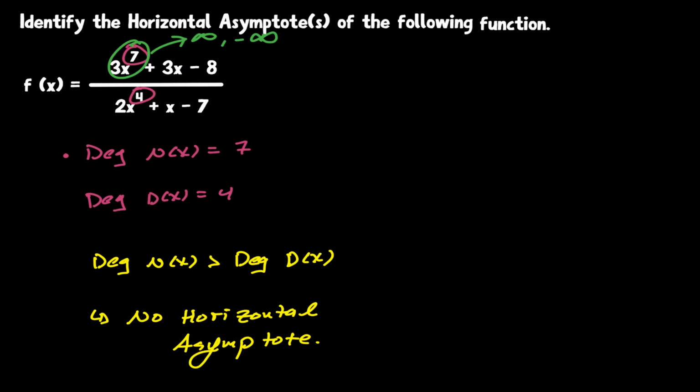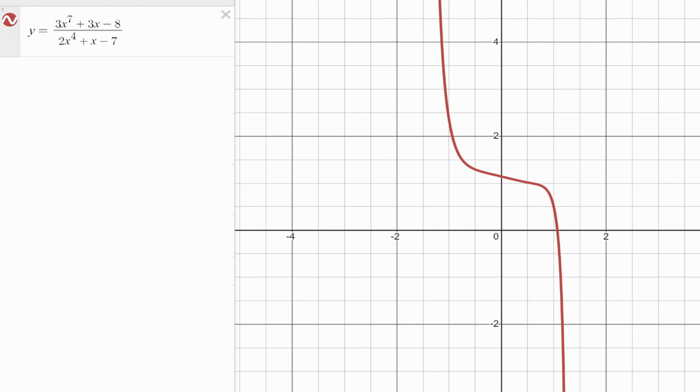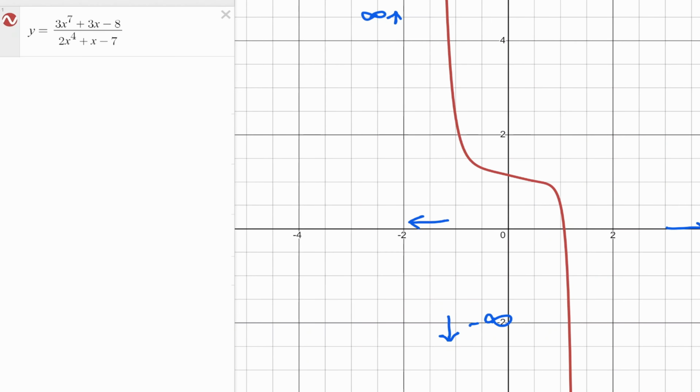Let's confirm that. Let's look at the graph of this function. And when we graph our function, we can see this behavior. As we're moving to the left, we are going towards positive infinity. And as we're moving to the right, we're actually going towards negative infinity. Our function is not approaching any value as we move left or right. Therefore, we do not have a horizontal asymptote.